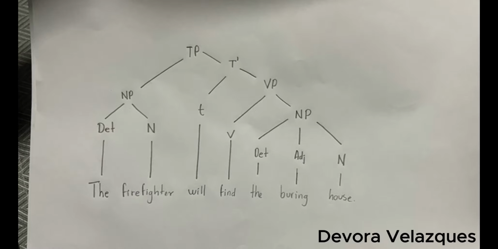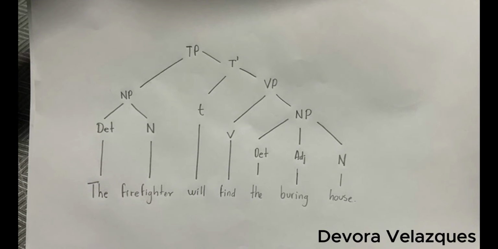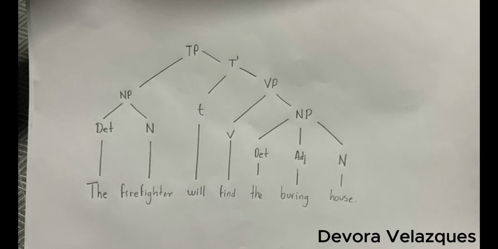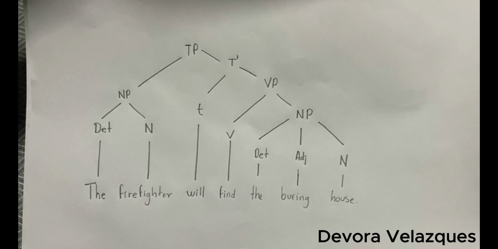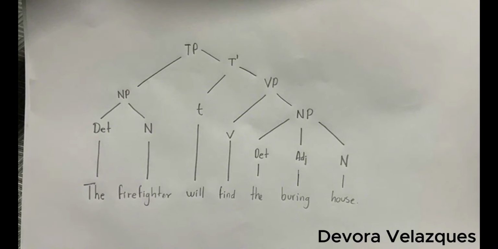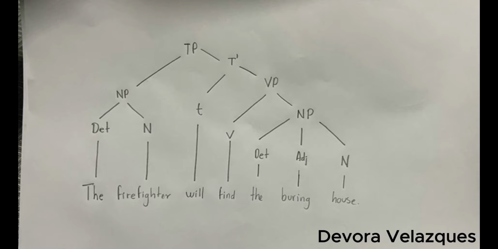Tense phrase. We have a noun phrase and a determiner and the noun, which is fighters. Is divided in T, that is will, and the verb phrase is divided in a verb and a noun phrase. The noun phrase is divided in determiner, adjective, and noun. The noun is house, the adjective is burning, and the determiner is the.